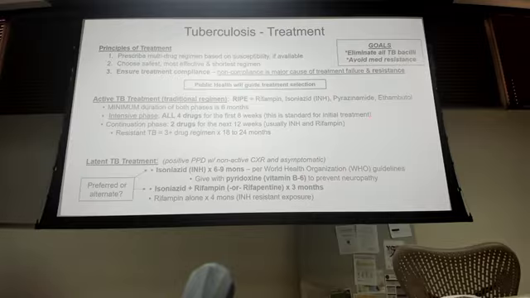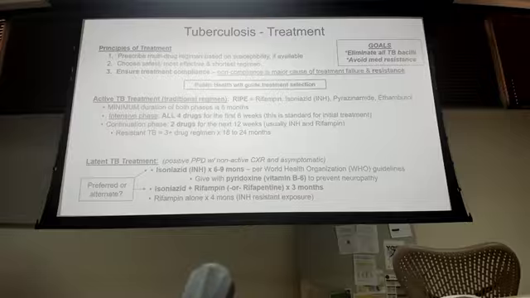So active TB, right? Which phase is this? Primary. Active TB means they're symptomatic. So which phase is it going to be? Reaction phase, right? It's going to be for 6 months. Again, that's a big reason why people are not compliant with this.